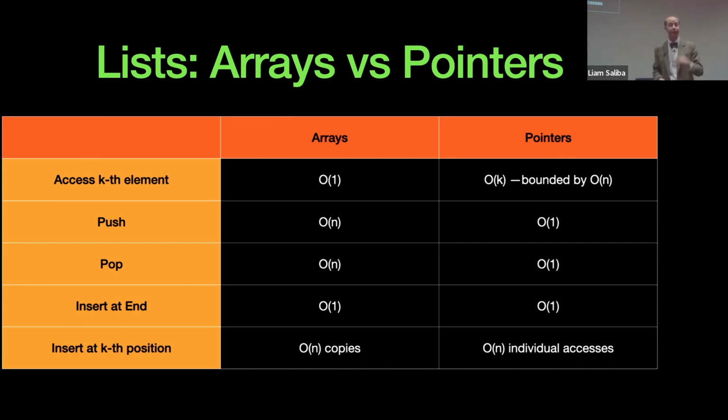Insert at end was pretty fast for both of them, because if you know where the end of the array is, you just put a new item in there. Likewise, for the pointer-based version of linked lists, you just add your new item and attach your pointers to it. And then inserting at the kth position is O of n for both of them, but for an array, it's O of n copies, because you're still copying over a whole bunch of elements. Whereas for the pointers, it's just navigating to that position, which is bounded by O of n, but you don't need to then copy everything along. So it might end up being substantially faster, even though formally the runtime might not look very different.